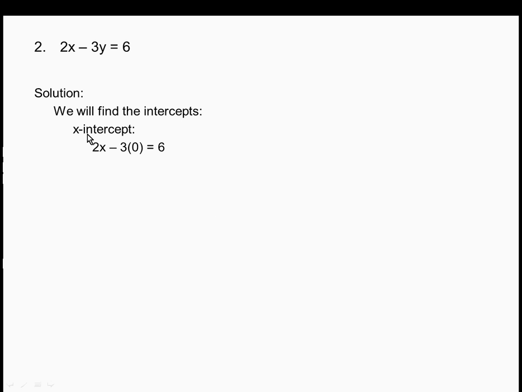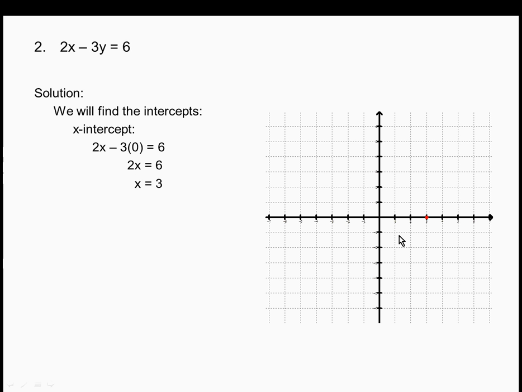So for the x-intercept, let y be 0. Okay, 3 times 0 goes away. I have 2x is 6. Divide by 2, I get x is 3. And there is my x-intercept, (3, 0).